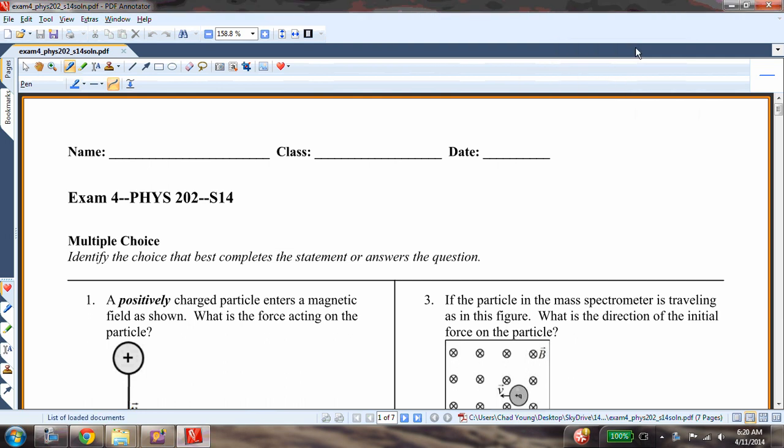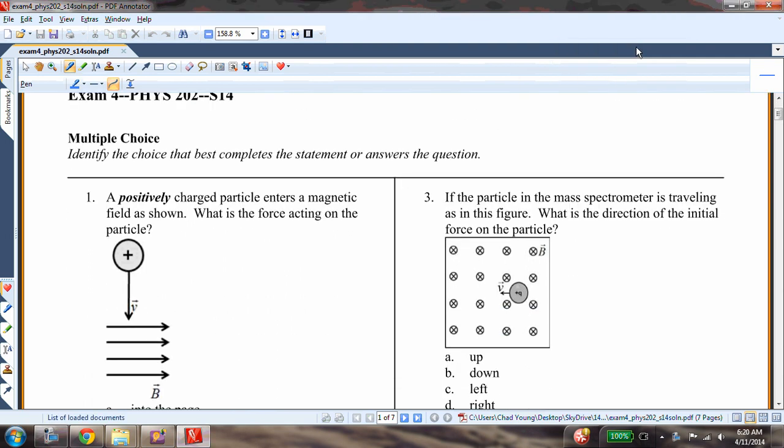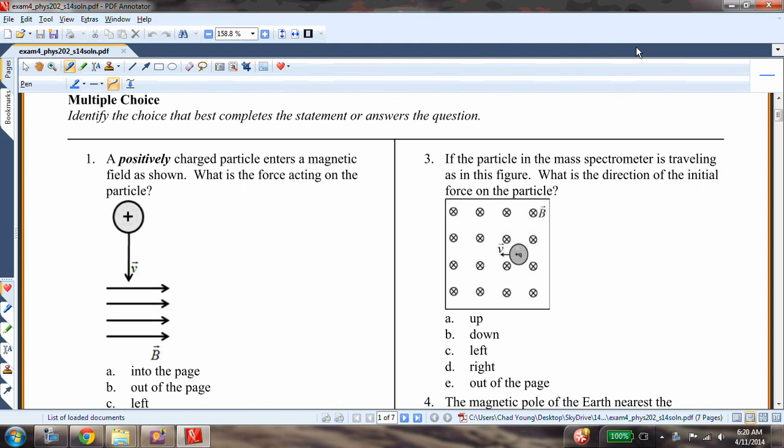Okay, this is exam 4, physics 202, spring 2014. A positively charged particle enters this magnetic field. What's the force acting on it? Well, our velocity is down, magnetic field, so that means that the force here is going to be out of the page. Velocity is down, magnetic field, fingers in the direction of velocity, magnetic field comes out of your palm, thumb points out of the page, so that's B.